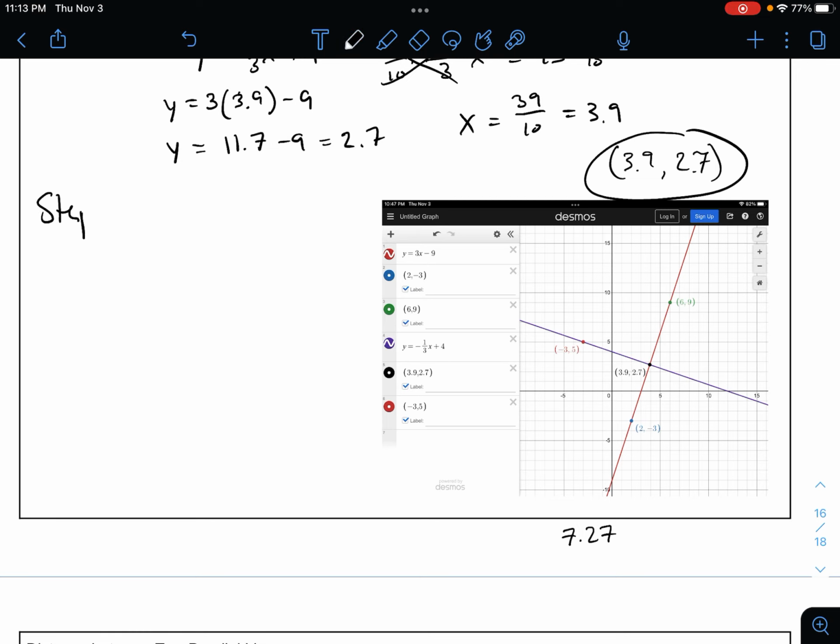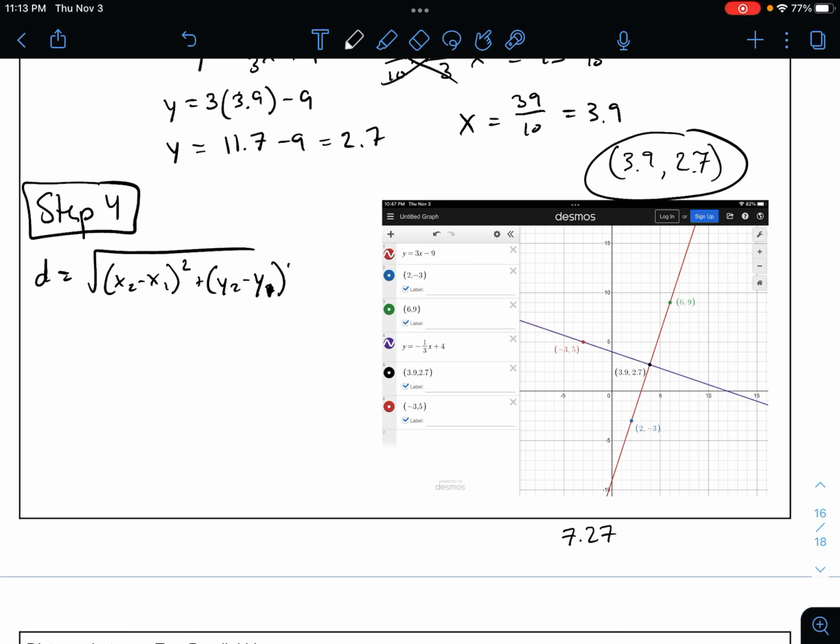So step 4, we know the distance is the square root of the difference in x values squared plus the difference in y values squared. If I'm looking at my (-3, 5) and my (3.9, 2.7), we're going to plug in 3.9 minus a negative 3, so plus 3.